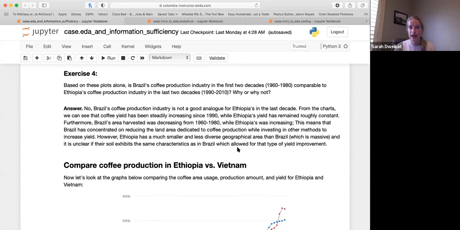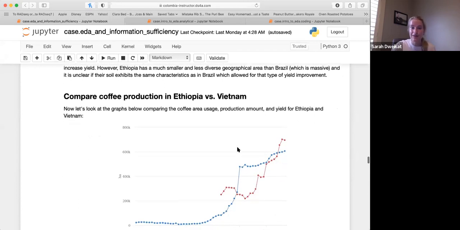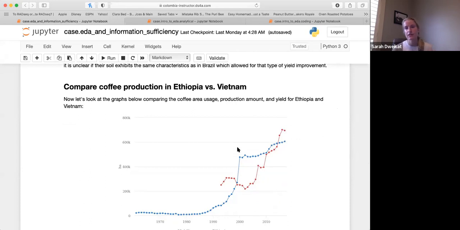So in this case, we're going to go ahead and look at Vietnam, because in our data, Vietnam was another one that went from being not even on the top 10 in our 1960 to 1980 data points to being a number 2 producer behind Brazil for our 2007 to 2017 data points, which means they have made a significant improvement. So maybe they could be a better analog.